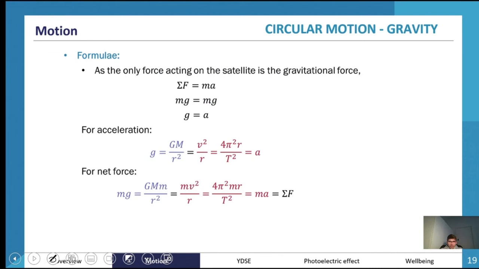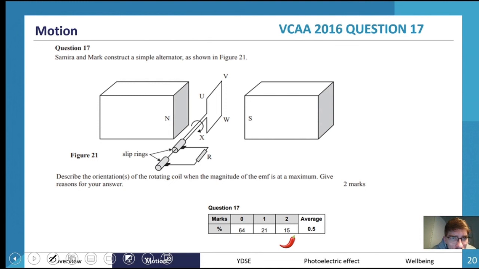So let's look at this question. Samir and Mark construct a simple alternator as shown in figure 21. Describe the orientation of the rotating coil when the magnitude of the EMF is at maximum. Give reasons for your answer. I will give you guys a minute to think about this. So when do you think the magnitude of EMF would be a maximum?